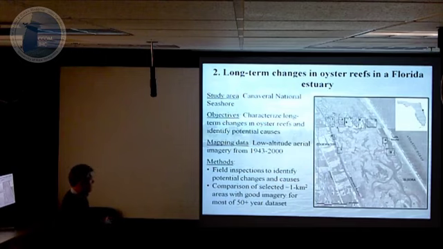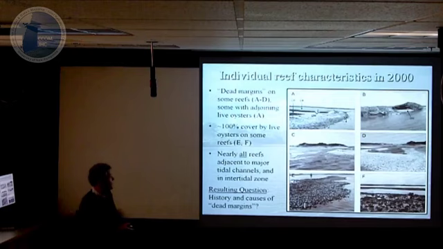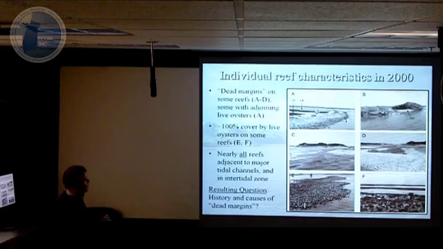So basically, field inspection to look for potential causes and comparison of selected 1 kilometer or so square areas with a 57 or so year data set. Pretty remarkable at the time. Well, we started finding these dead margins, with live reef behind them, dead margins A through C. And then a lot of areas 100% covered by live oysters, in different shapes. See the texture on top here. E and F are live, and nearly all of them are adjacent to tidal channels and in the intertidal zone.